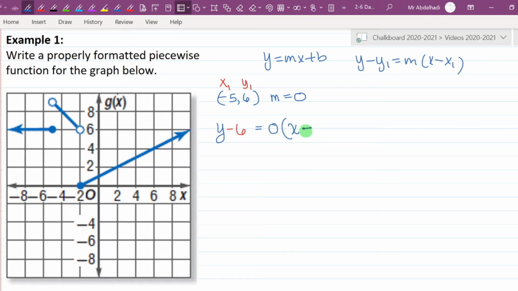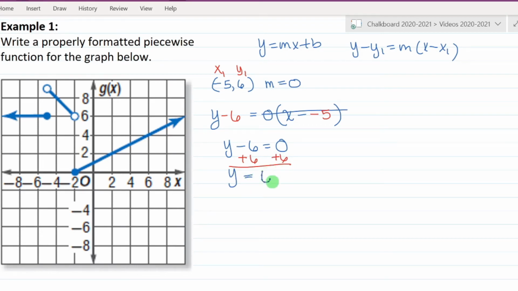So x minus, and x1 happens to be negative already. So this becomes y minus 6 equals 0 times all of this stuff here. Well, guess what? That means that all disappears. So we get that. And we need to get the y by itself. So we can add 6 to both sides here. And this becomes y equals 6, which is a horizontal line through 6.